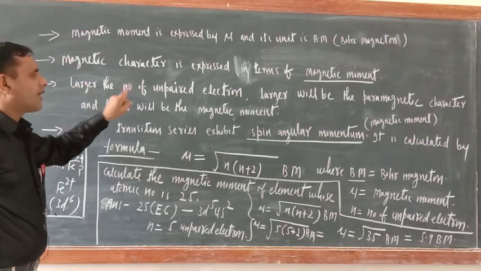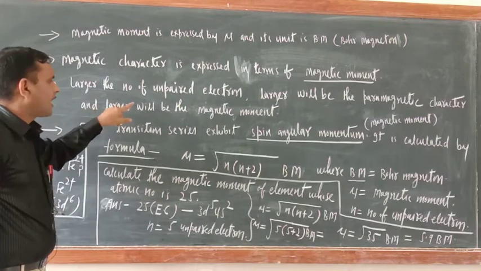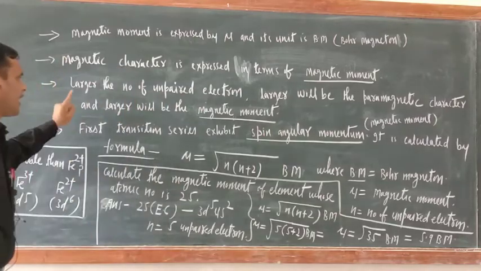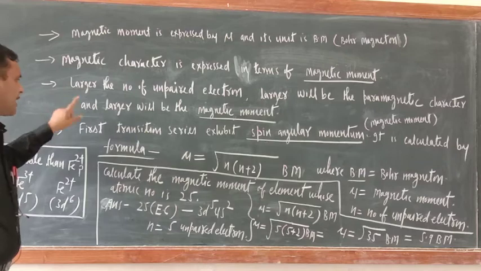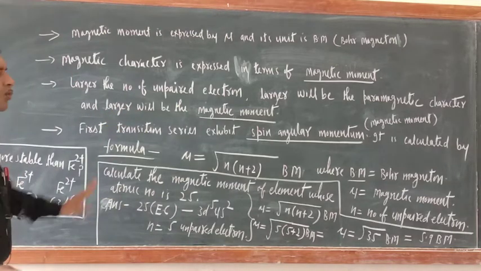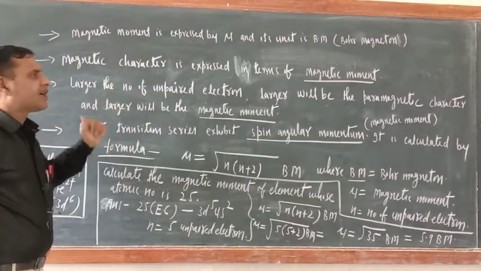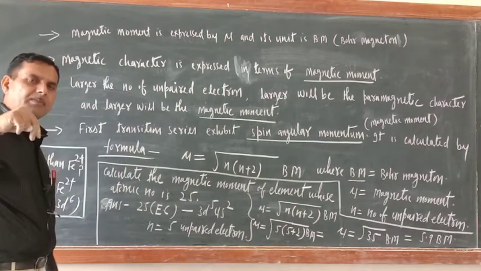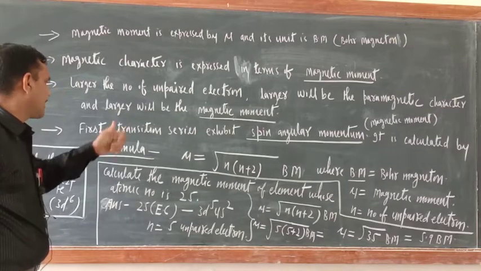The larger the number of unpaired electrons, the larger the paramagnetic character and the larger the magnetic moment. Are you getting my point or not? So we can say magnetic moment depends upon the number of unpaired electrons. The greater the number of unpaired electrons, the greater the paramagnetic character, hence the greater the magnetic moment.